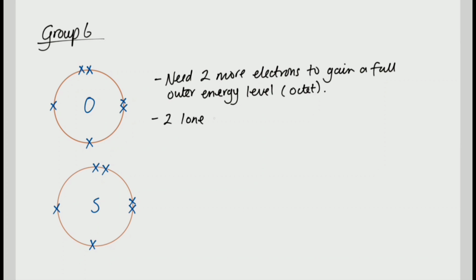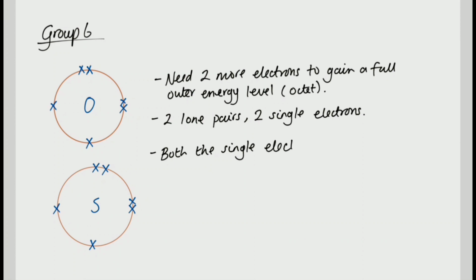They have 2 lone pairs, so these are stable and therefore won't be involved in bonding, and they have 2 single electrons, and it's the 2 single electrons that will form bonds with electrons of other elements, and these form 2 bonds.